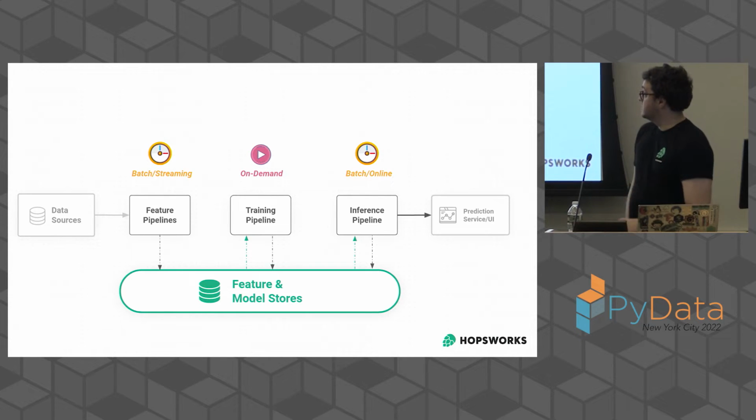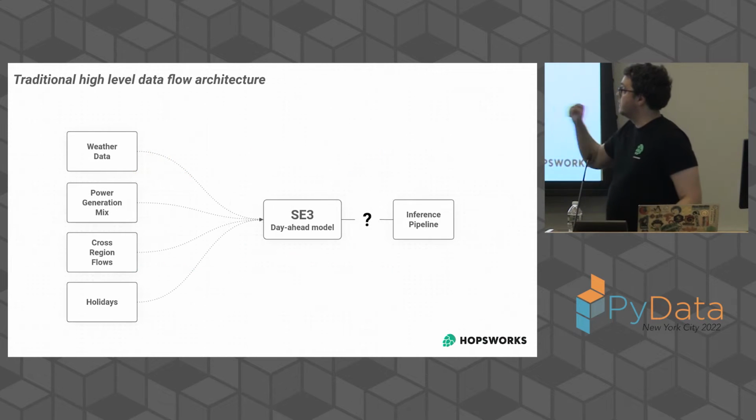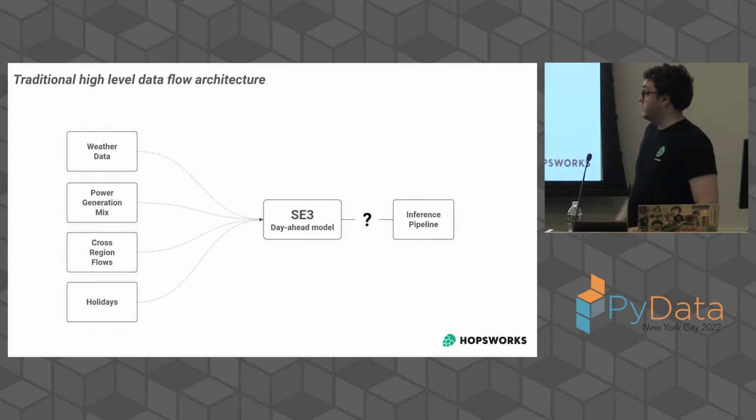It can also be a streaming source, so that pipeline can be streaming too. And the different pipelines can be independent from each other. So you might have a pipeline looking at the weather data and creating features out of it, which can be independent from the one that creates features out of the power generation mix, essentially.